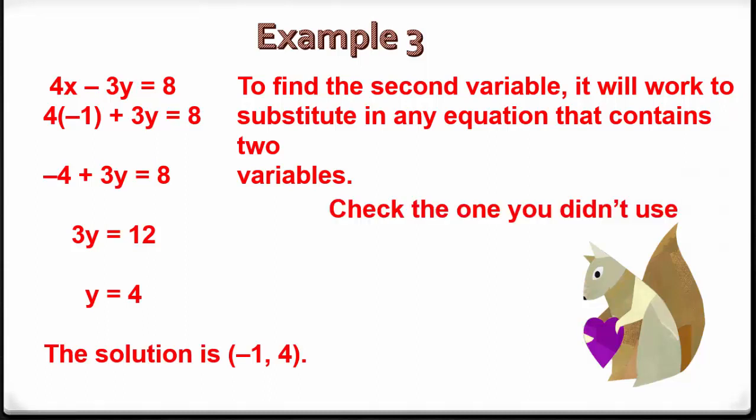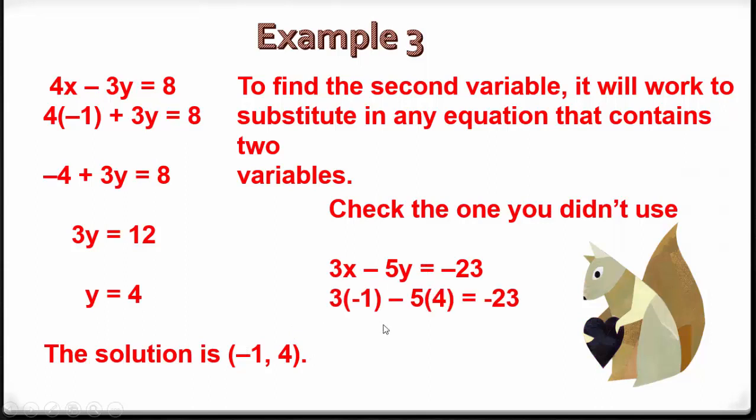Now, of course, I want to check this against the equation that I didn't use. And I didn't use the equation 3x minus 5y is equal to negative 23. So I'll substitute in the negative 1 for x and the 4 for y and solve it. And indeed, I get negative 23 is equal to negative 23.